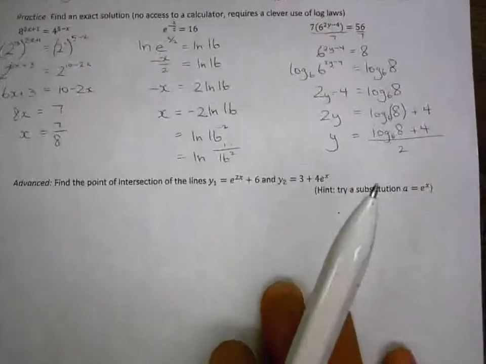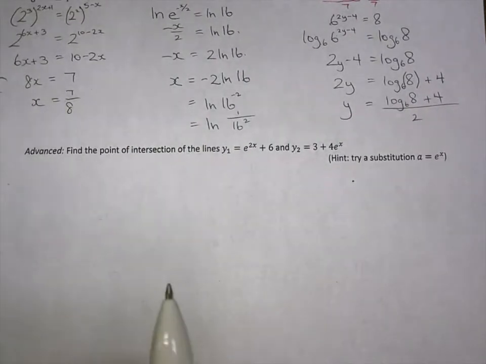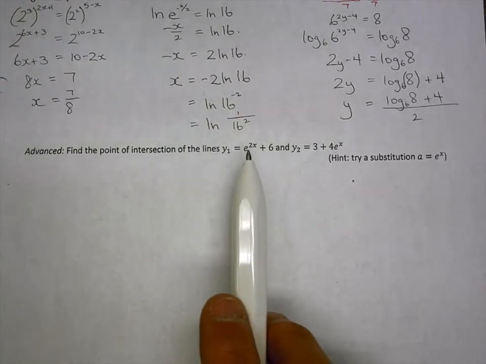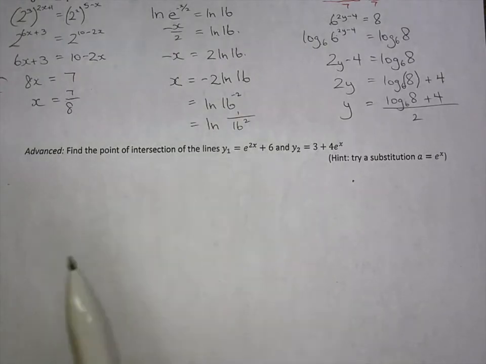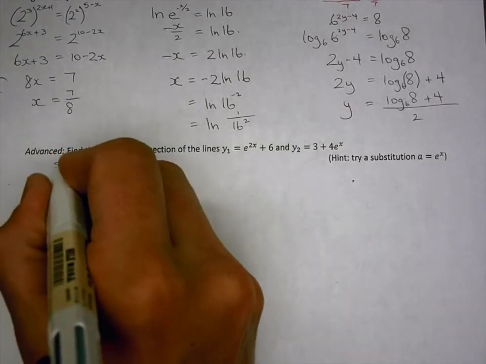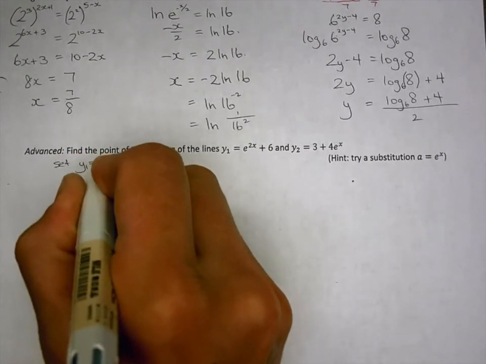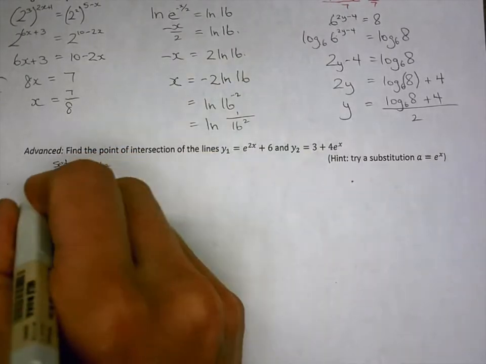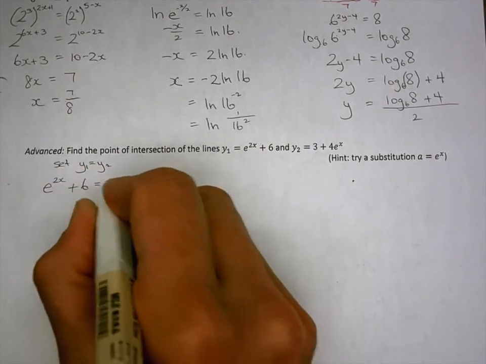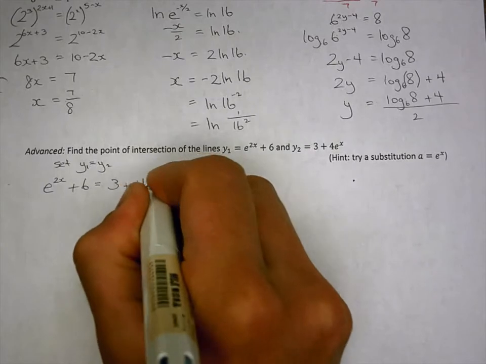Okay, finally, can I show you a more challenging question? Here we have two curves. This is curve 1, this is curve 2, and they're both exponential. They're both a natural exponential. How do I find the point of intersection? I didn't give you a hint. Well, to find the point of intersection of two curves, what we taught you in grade 10 was to set y1 equal to y2. So I have e to the 2x plus 6 is equal to 3 plus 4 e to the x.